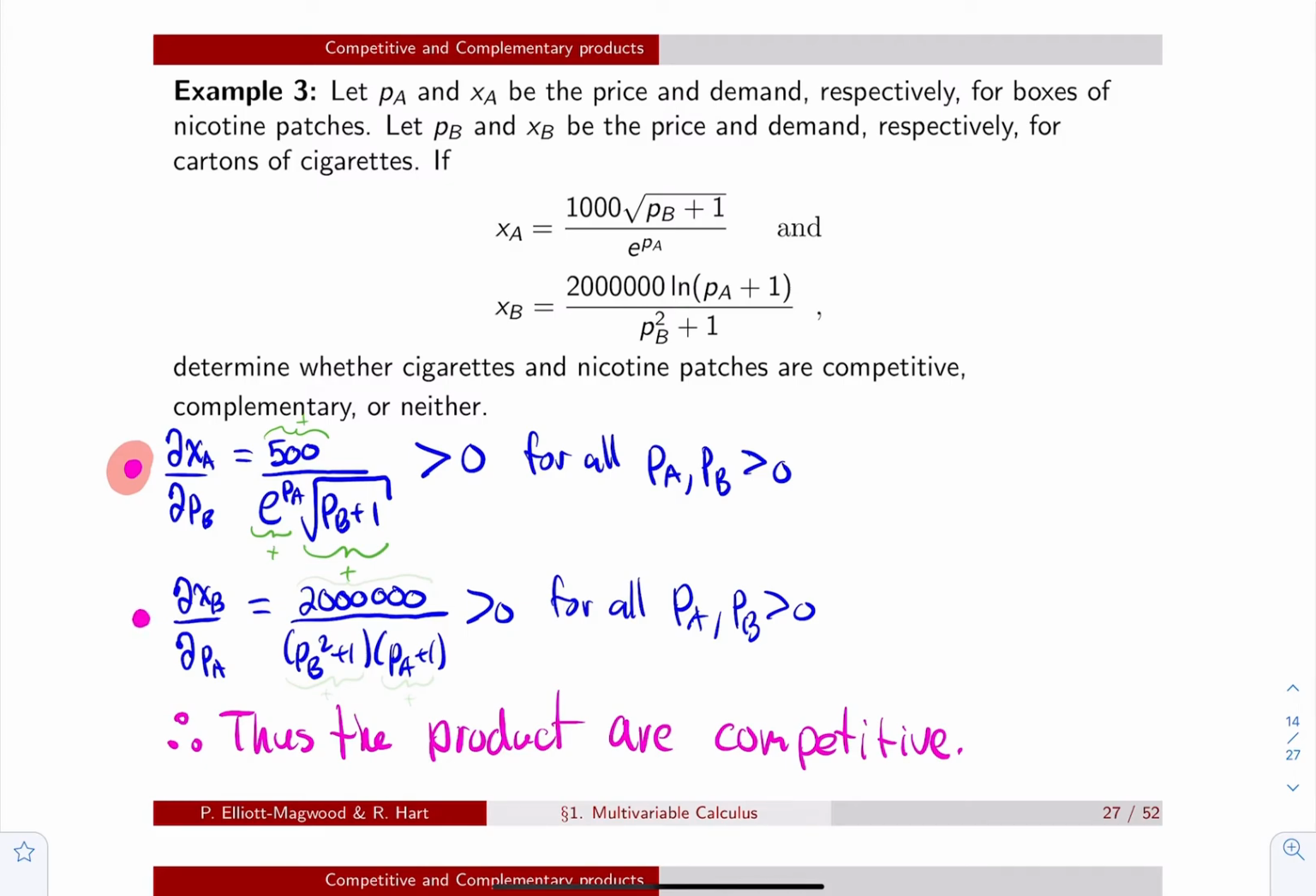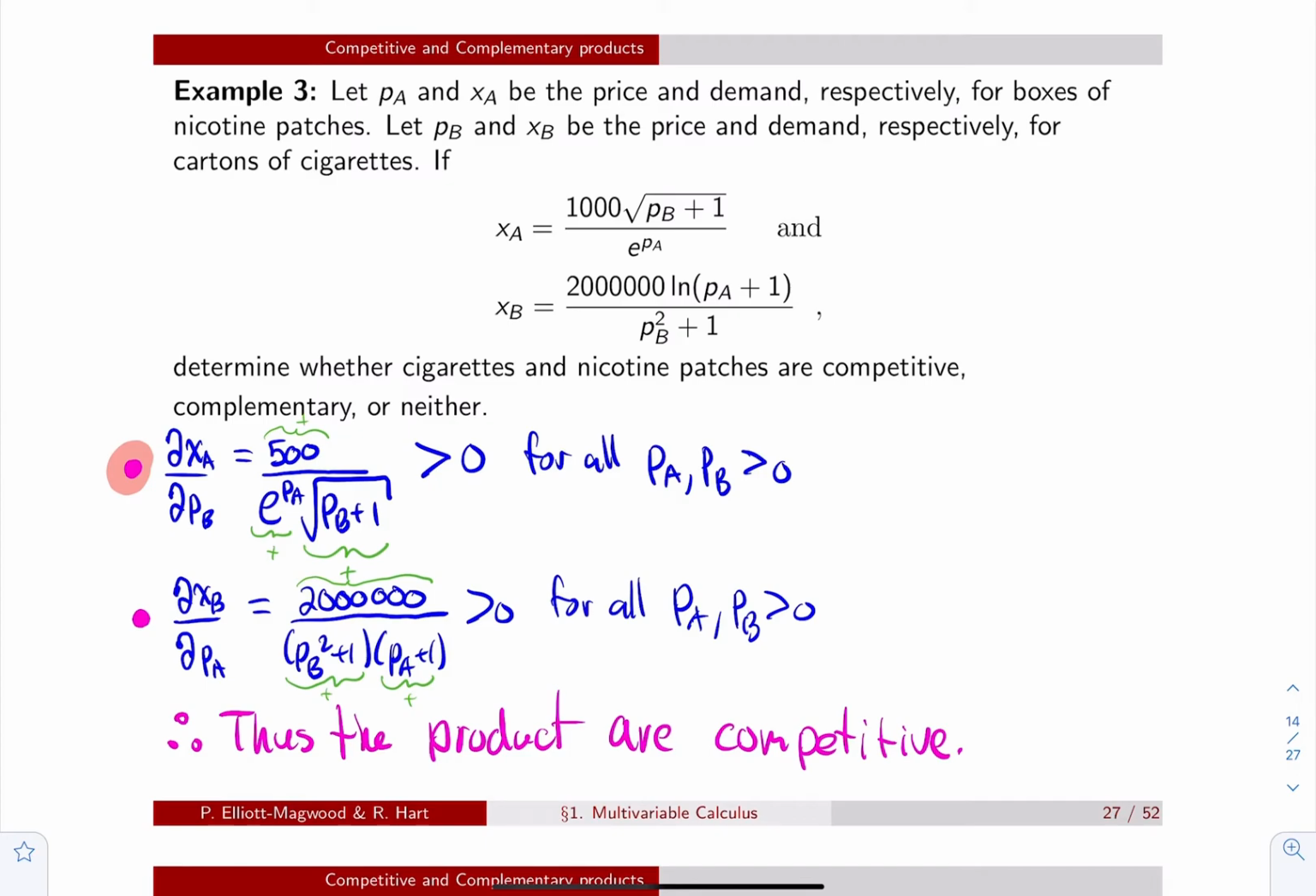And now if we look at the other partial derivative, again here as an exercise, compute it on your own. If you compute ∂XB/∂PA, you're going to get 2,000,000 over (PB squared plus 1) times (PA plus 1). So here again, if you do the sign analysis, the 2,000,000 is again going to be positive. PB squared plus 1, that's positive. PA plus 1, that's positive. So the whole thing is strictly positive for all PA, PB that are strictly positive.